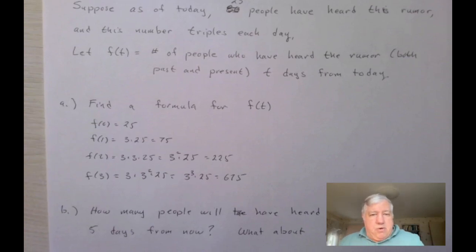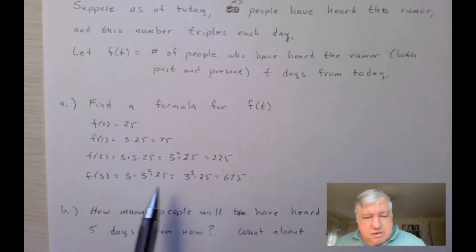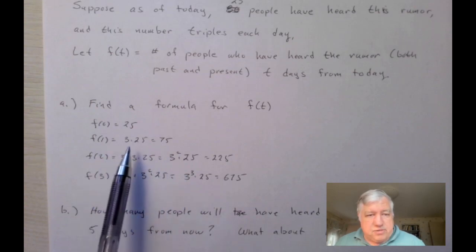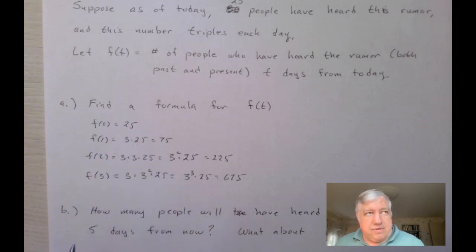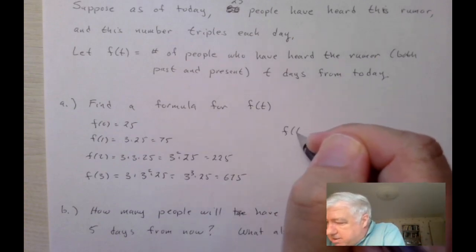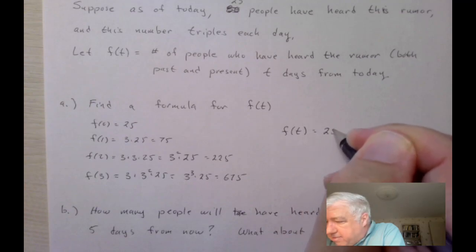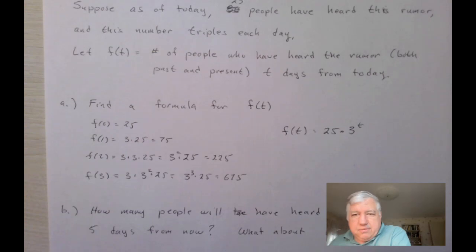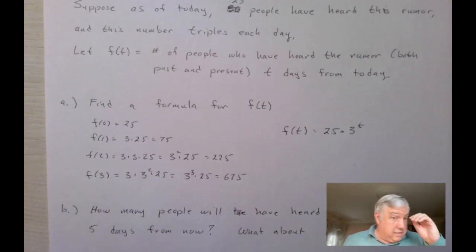Okay, now, the reason why I did these intermediate steps is hopefully you can see the pattern here. Here we have f of 1 is 3 to the first times 25, f of 2 is 3 squared times 25, f of 3 is 3 cubed times 25, right? So hopefully you can see what the pattern is, that f of t is going to be 25 times a power of 3, in this case, 3 to the t. That's the formula for f of t.